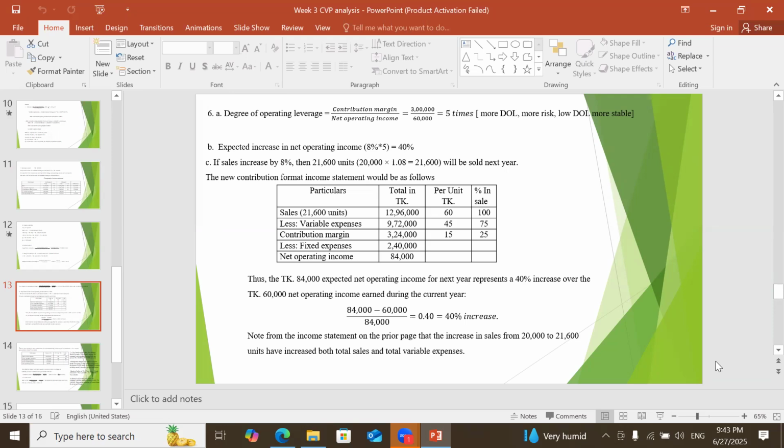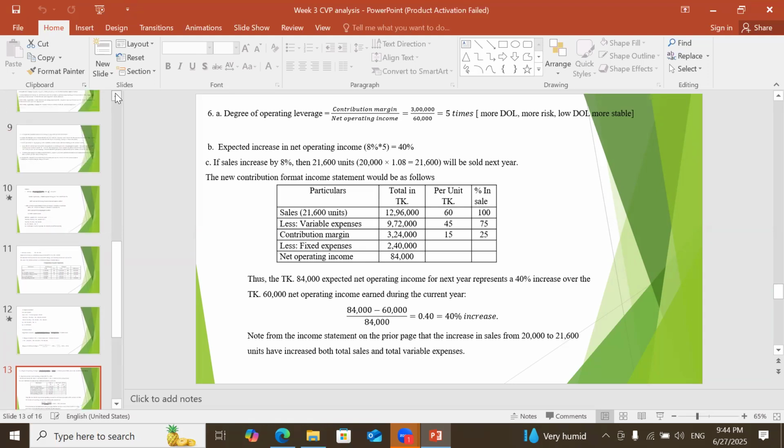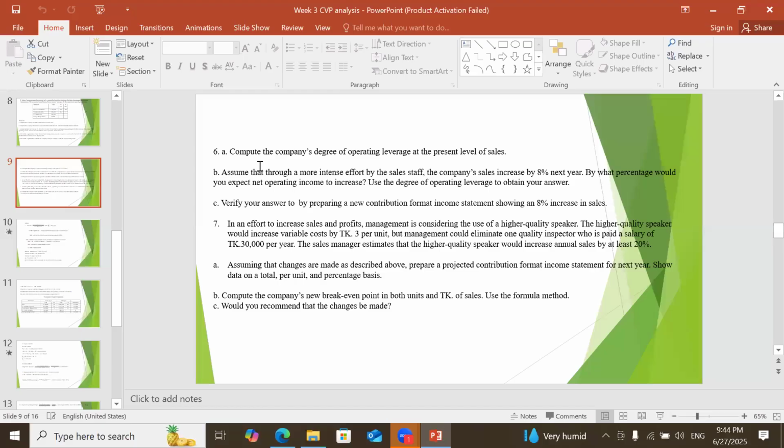Now I am going to another point. 6.B, expected increase in net operating income. How much will net operating income increase? You multiply by 5 times the increasing figure. This math shows the increasing figure is 8%. You go to the original math. It is mentioned here: this is 6.A and this is 6.B.